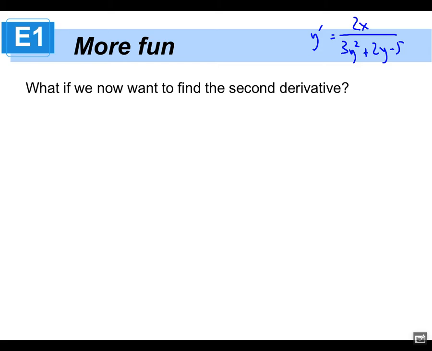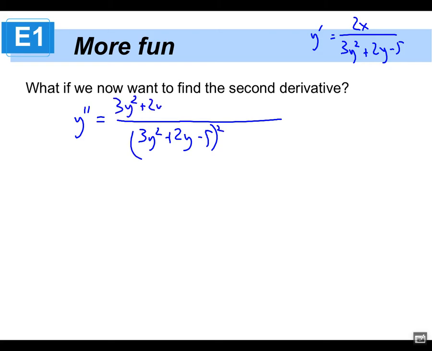Okay, so following the same rules, I can't solve for y. I'm looking for the second derivative, so I start the same process. What's the derivative of y prime? y double prime. And I think, Connor, you said it, we have to use a quotient rule here. Big denominator: 3y squared plus 2y minus 5, quantity squared on the bottom. Bring that up on top, 3y squared plus 2y minus 5, times the derivative of the numerator. What's the derivative of the numerator? 2. Minus, big brackets, the numerator times the derivative of the denominator.